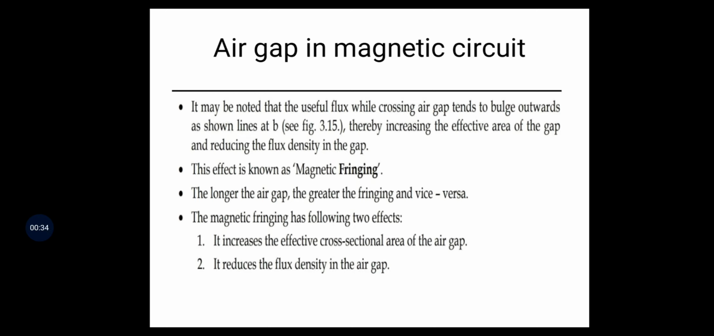In a magnetic circuit, the useful flux while crossing the air gap tends to bulge outwards, thereby increasing the effective area of the gap and reducing the flux density in the gap. This effect is known as magnetic fringing.